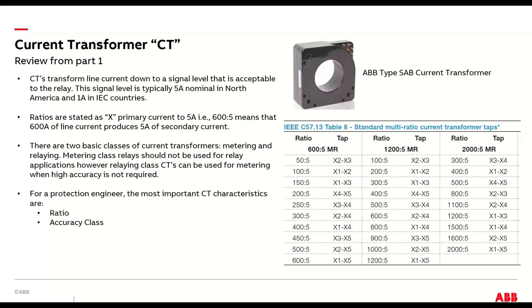And then just real quick about the current transformer. I want to put this slide up basically to reinforce that the most important things that the relay protection engineer is concerned with for the CT are the CT ratio, and then the accuracy class of it. And here's a quick table that I like, because it shows essentially the standard ratios that are available. This is from ANSI C57, so these should be pretty readily available. So when you go in to apply your relay and breaker, these would be the selections you would have for standardized CT ratios.